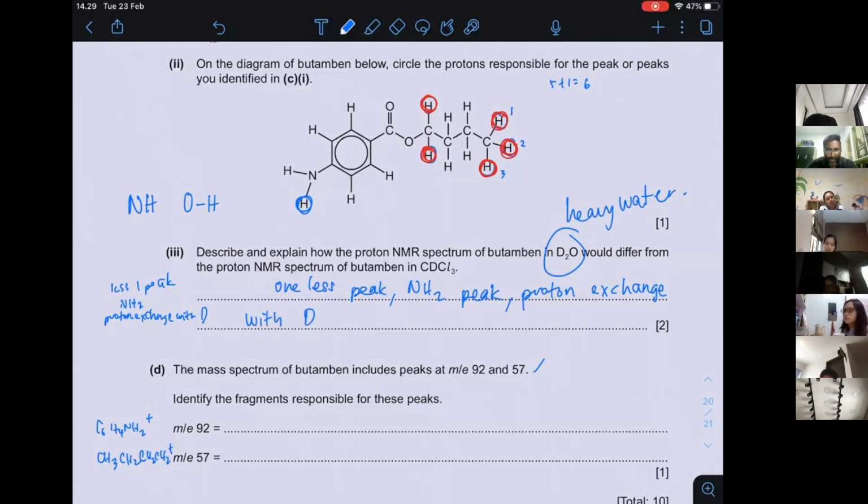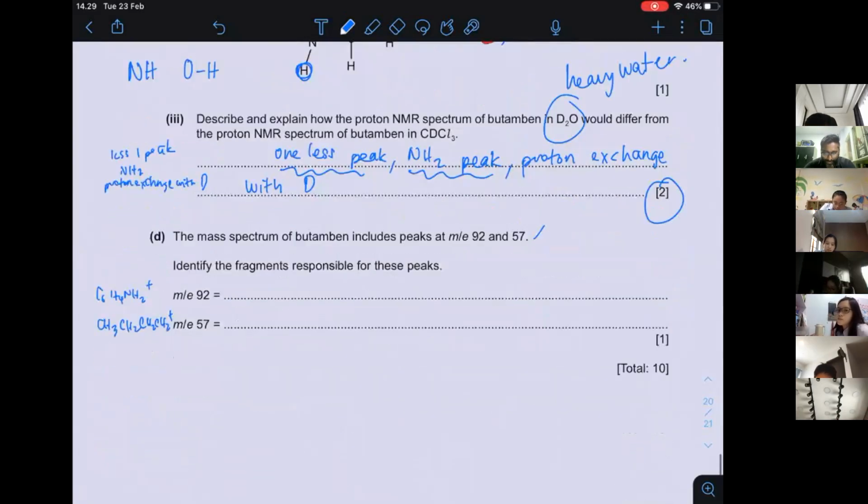So here, do remember, 2 marks. If you don't say rapid proton exchange, it doesn't matter. You say one less peak, and that it belongs to the NH2 peak, which is good enough already to give you the 2 marks. Now the next is the mass spectrum, the last one.